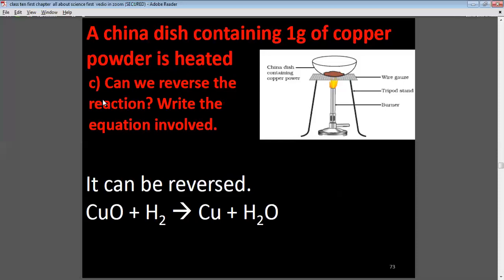Third question: can we reverse the reaction? Write the equation involved. It can be reversed. That is, CuO plus hydrogen forms Cu plus H2O. And once again, if you react Cu plus H2O, there is a formation of CuO plus H2.